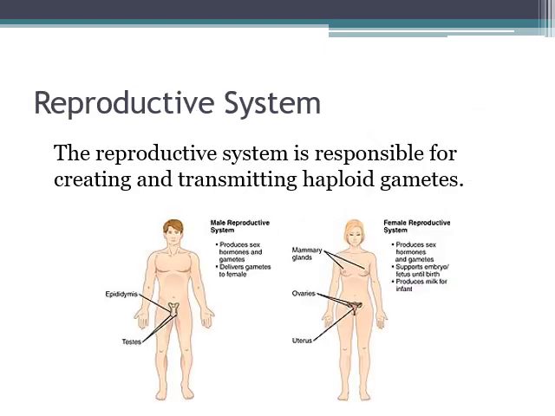The reproductive system, this is responsible for creating and transmitting haploid gametes. What are the gametes in males? Sperm. Gametes in females? Eggs. And what happens when they come together? Babies. Zygote, right? Fertilization happens, you get a zygote. Ooh, let's talk about this. What's the next step after you have a zygote?